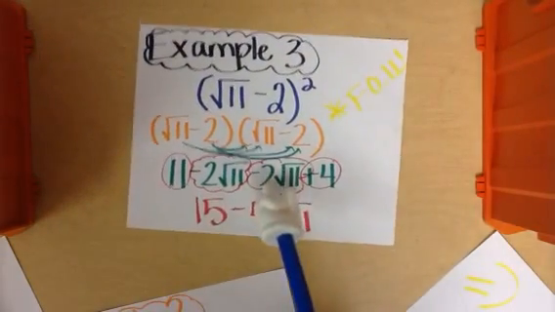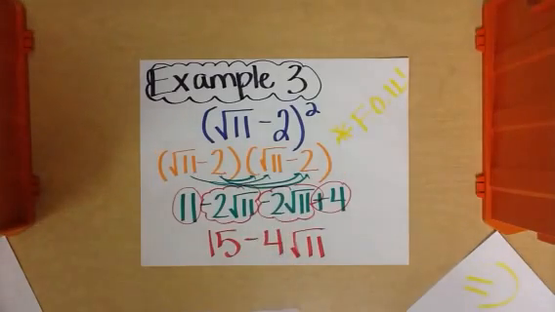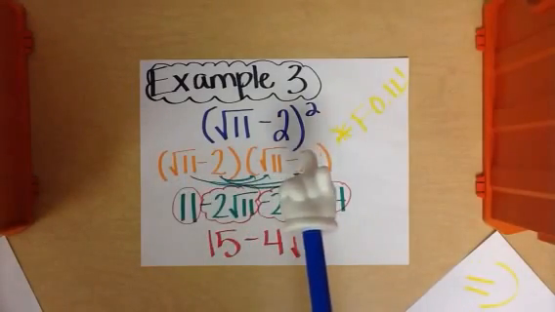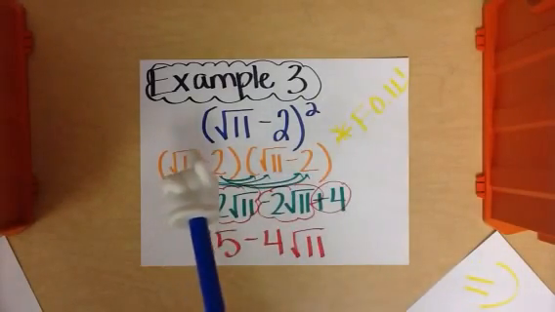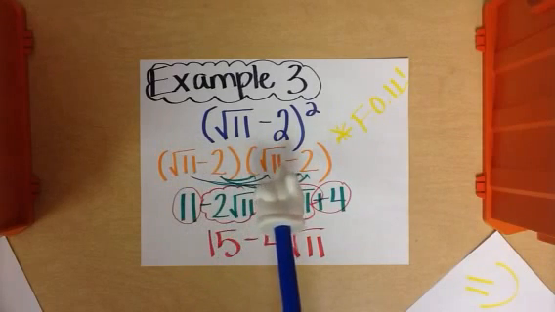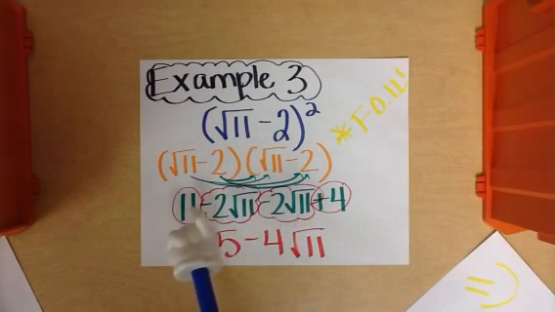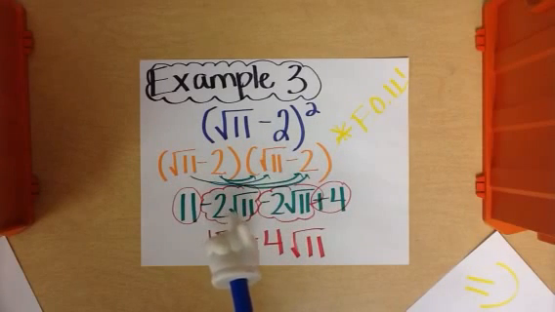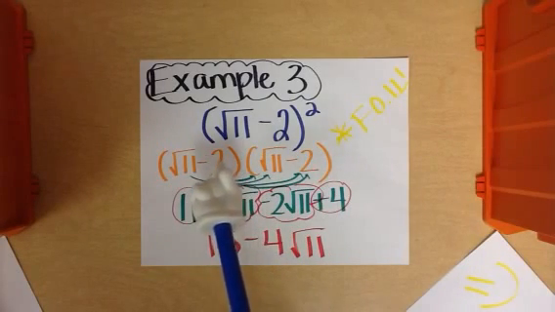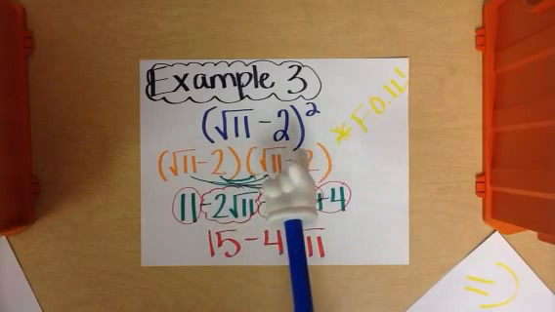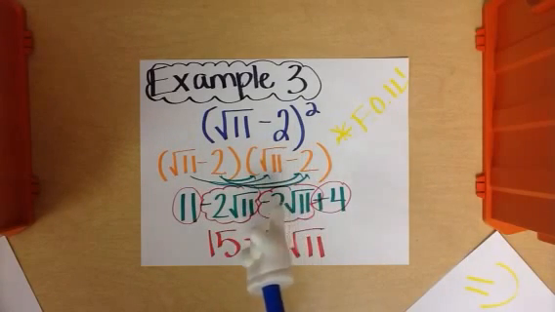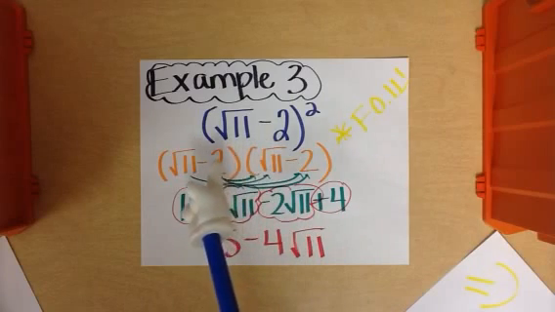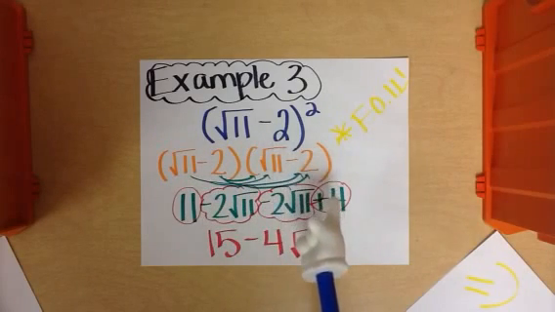Example number 3. Squaring the square root of 11 minus 2. I would rewrite this out in long form and FOIL it. So when I take the square root of 11 times the square root of 11, I get 11. When I take the square root of 11 times negative 2, I get negative 2 times the square root of 11. Then I start with this one. Negative 2 times the square root of 11 is negative 2 times the square root of 11. And when I take a negative 2 times a negative 2, I get 4.